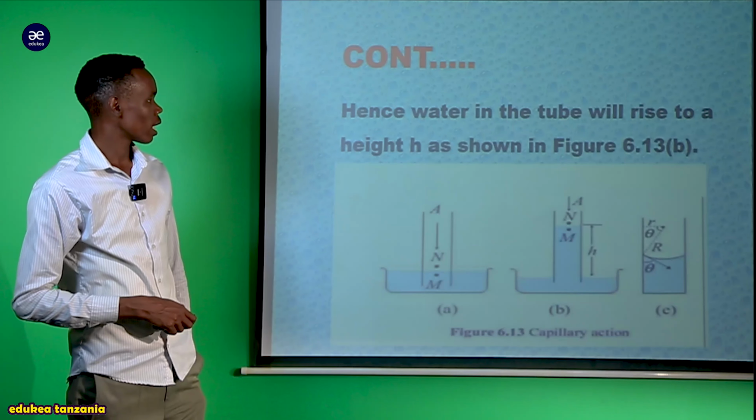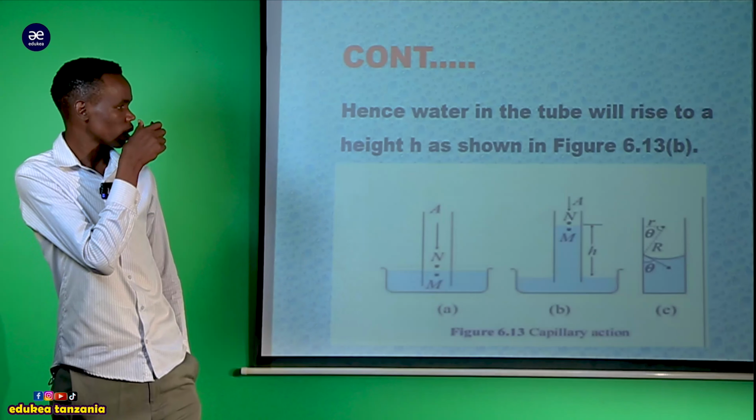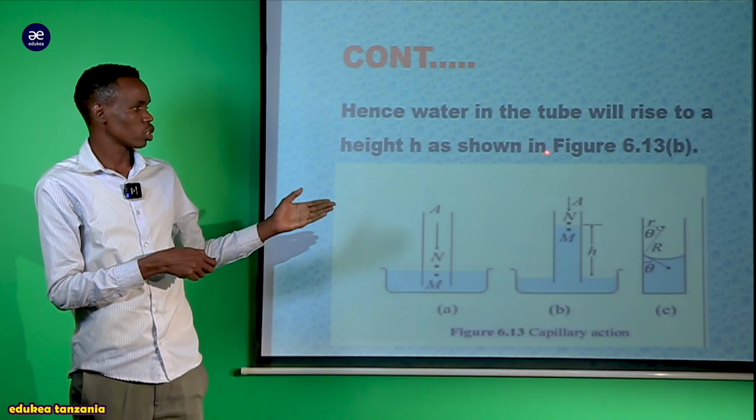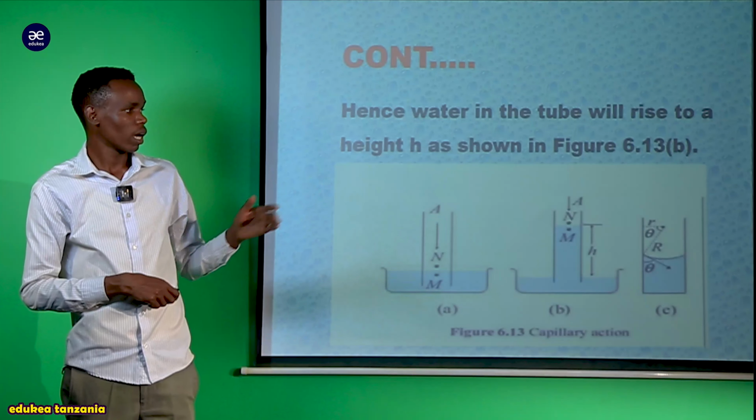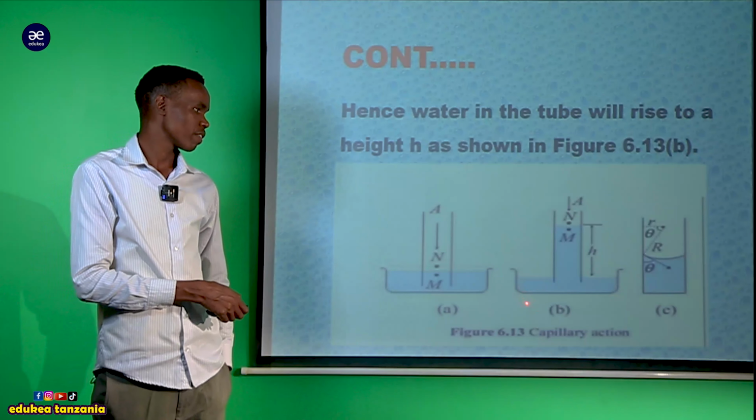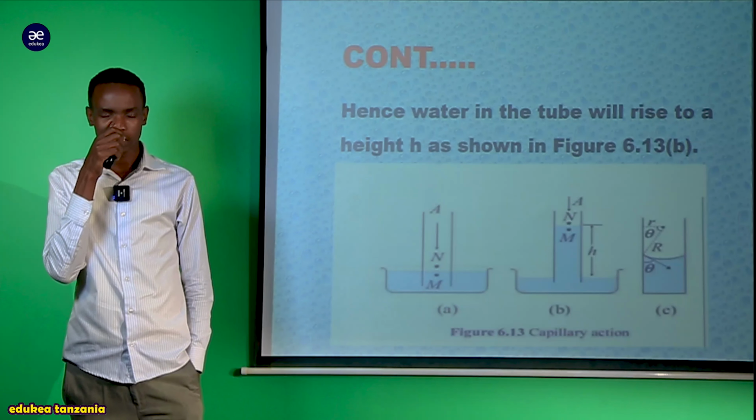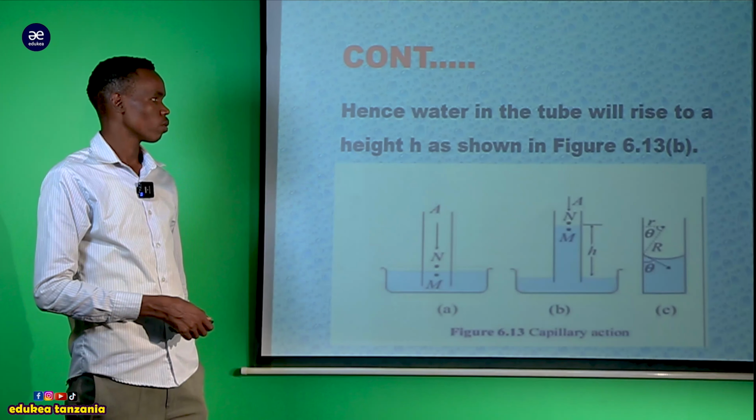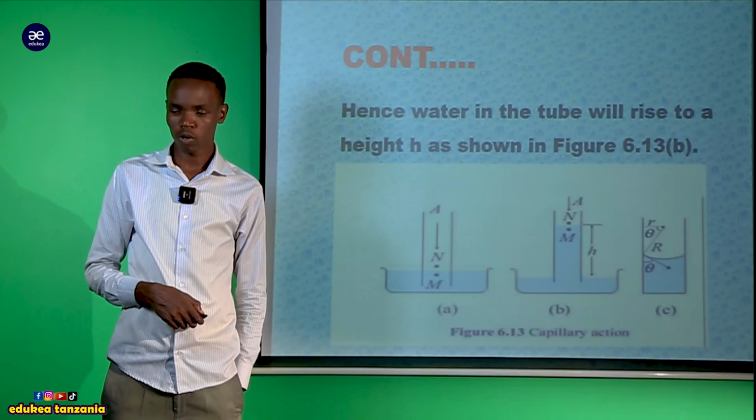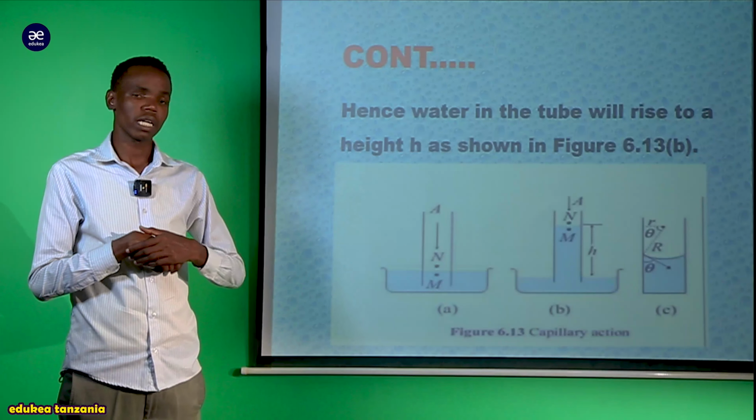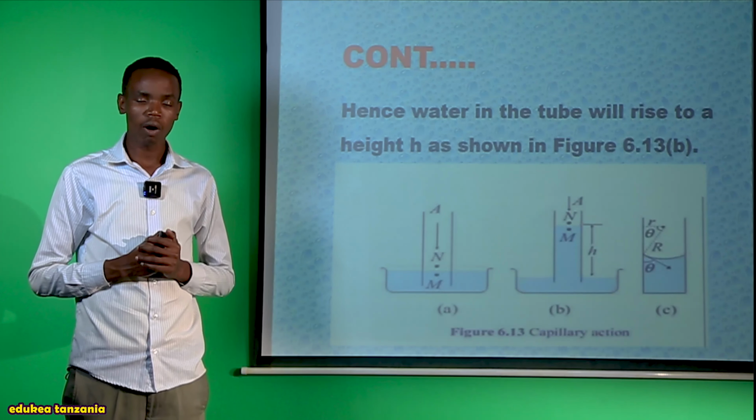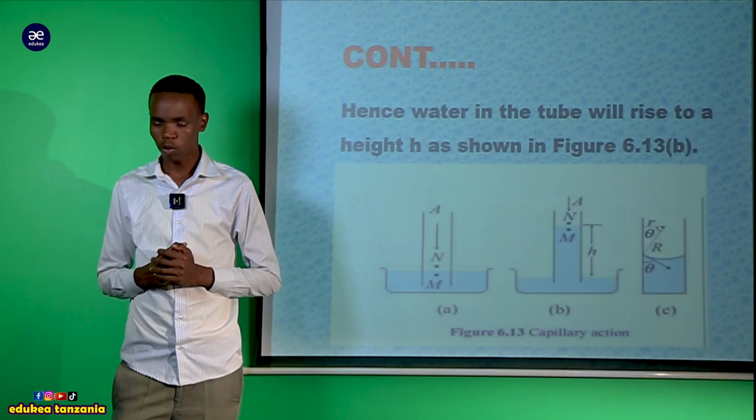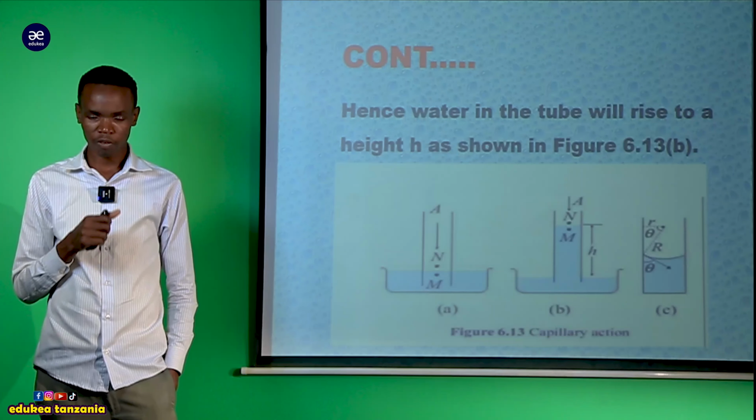So my lovely student, let us proceed with our discussion. As we see here, hence the water in the tube will rise to the height h, as shown in figure 6.13 Roman B. This figure explains the rising of the water in the tube to a height. It describes capillary action, how capillarity works, and how water rises and falls in a narrow tube.